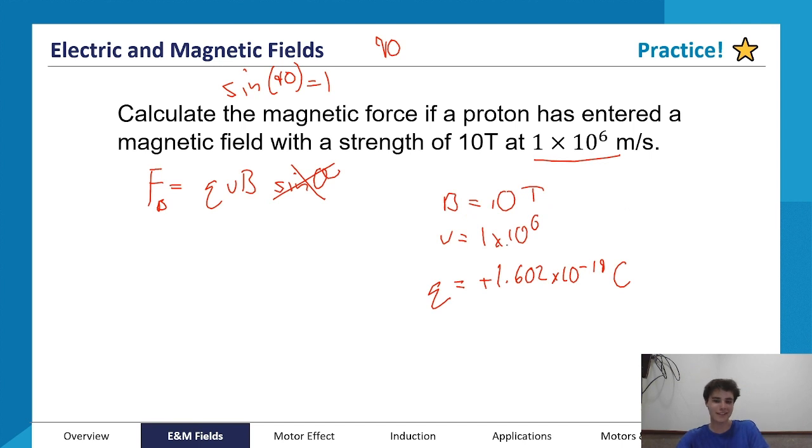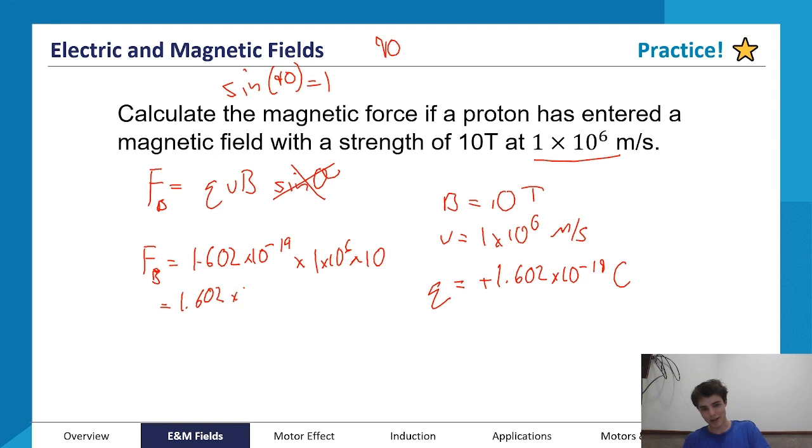And yes, sorry, I should have included my units beforehand. Our magnetic field strength is 10 teslas. Our velocity is 1 times 10 to the 6 meters per second. And we can just chuck all of those numbers in. So let's say our magnetic field force is going to be 1.602 times 10 to the negative 19 times our velocity, which is 1 times 10 to the 6, times our magnetic field strength, which is 10 teslas. Chuck that into your calculator, and you end up with 1.602 times 10 to the negative 12, and that's in newtons.